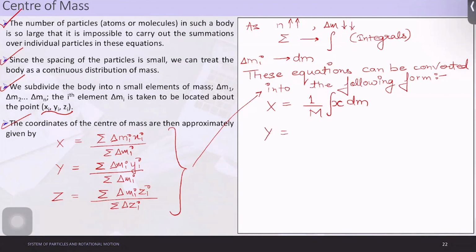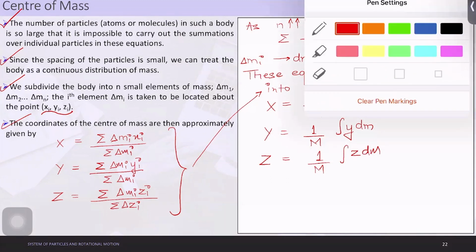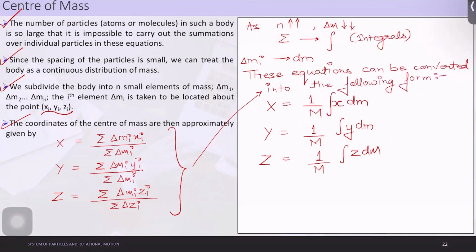Similarly, what will be capital Y? It's again 1 by m integral y dm. And what is capital Z? It is 1 by m integral z dm. Right? This is the final formulation which I suggest you remember. It is okay if you don't remember the previous formulas, but I would highly suggest you remember this formula, because questions can directly be framed in terms of this formula.